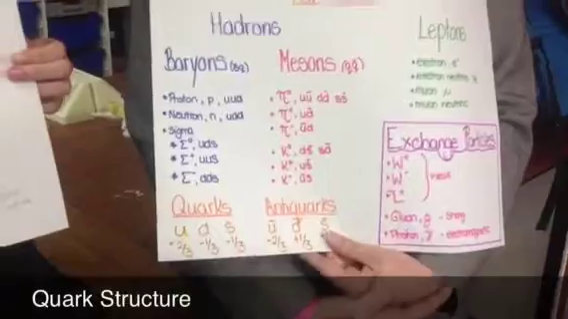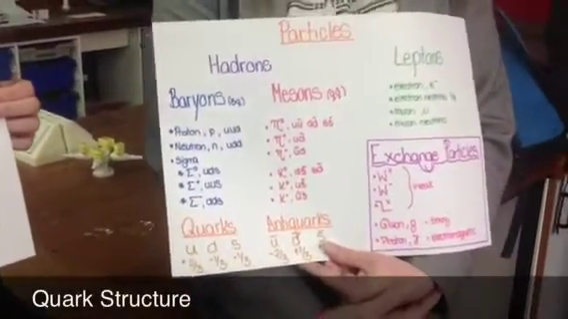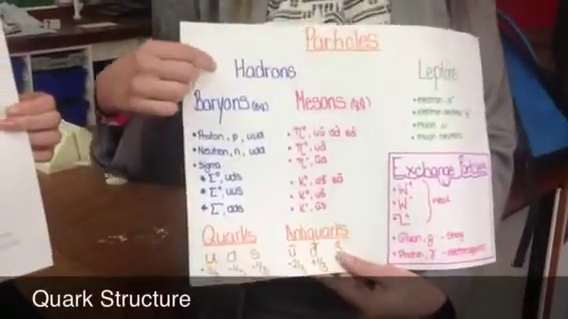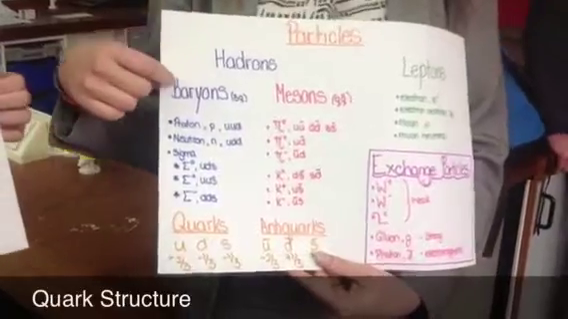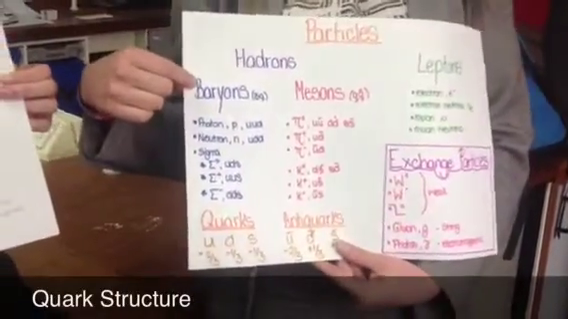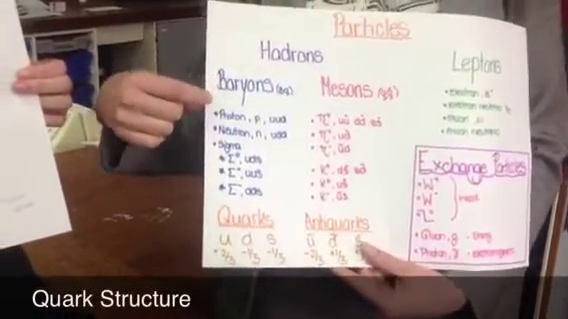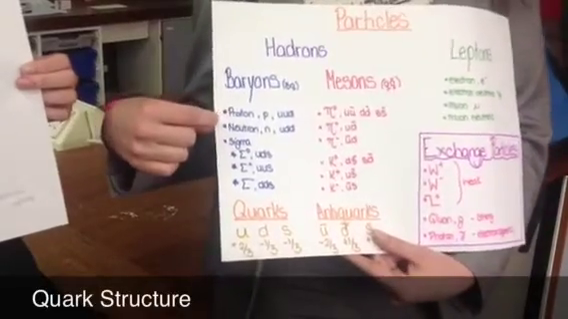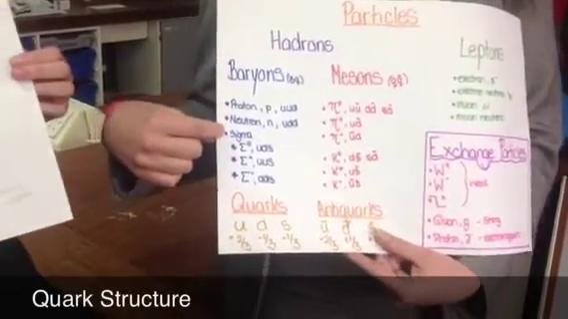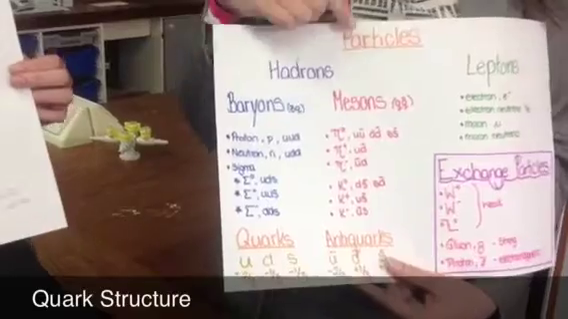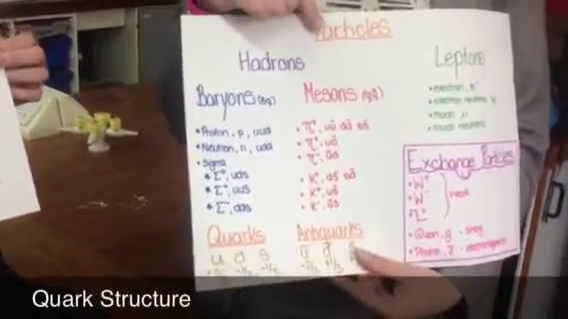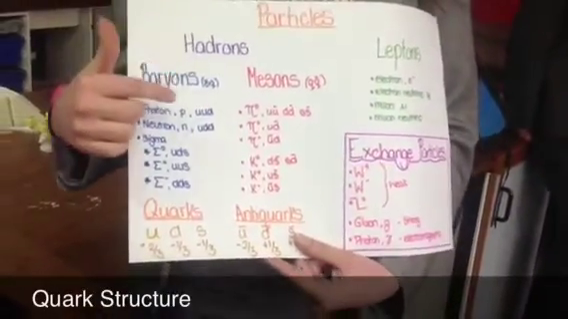Then we have the particles, which are split into two groups. We have the leptons and the hadrons. The hadrons are then split into two groups further. The baryons, which consist of three quarks, contain the proton, the neutron, and the sigma particles. We then have the mesons, which are quark-antiquark pairs. We have pions and kaons.